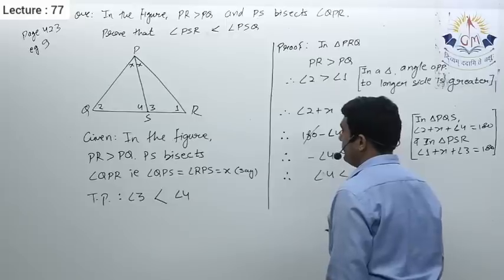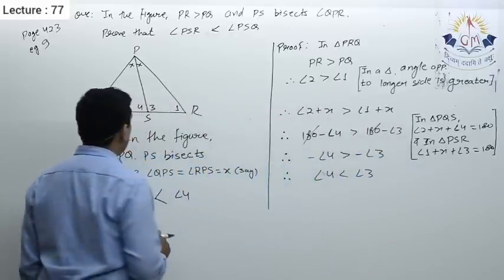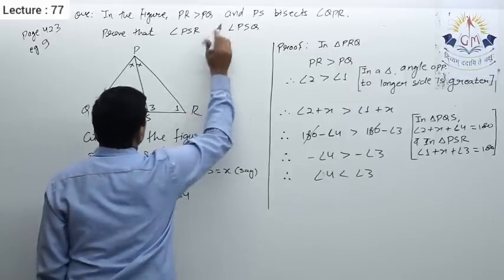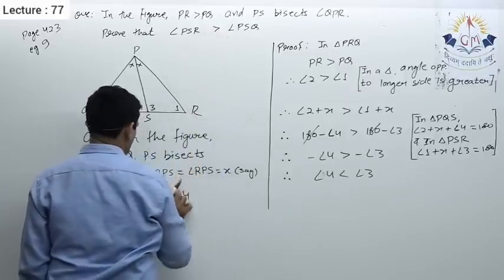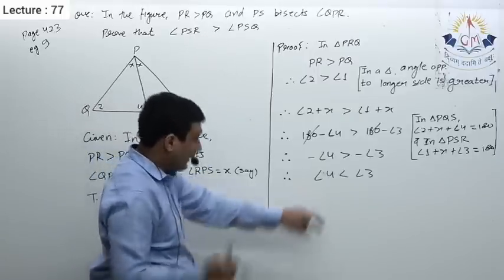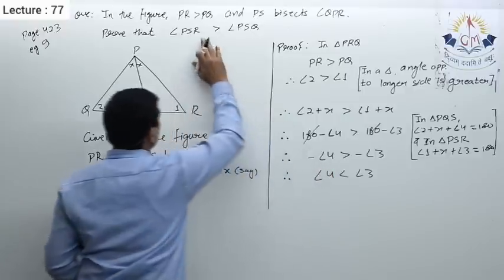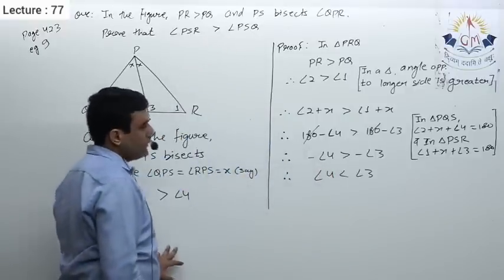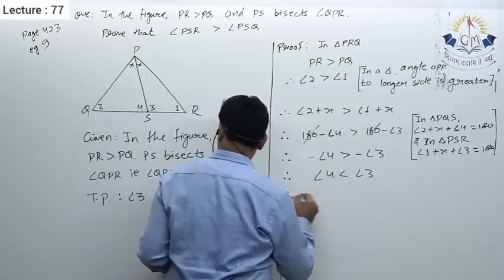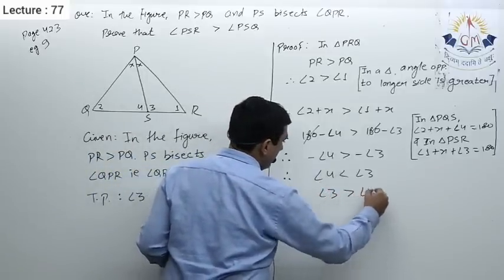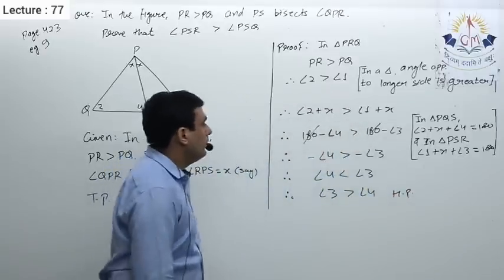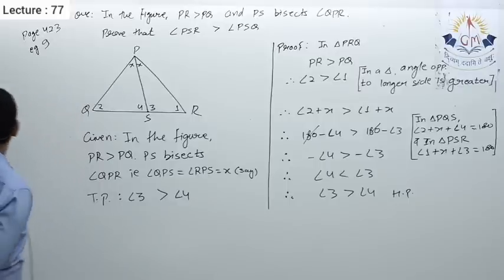Okay, to prove angle PSR is greater than PSQ. In the question it is given to prove PSR is greater than PSQ. So angle 3 is greater. Even though I wrote wrong over here, I got the correct result: angle 3 is greater than angle 4. I actually noted down the question incorrectly. PSR is greater than PSQ, that we have to prove. So we got PSR is greater than PSQ, that is angle 3 is greater than angle 4, hence proved. Okay, so please note it down, then we'll see the next question.